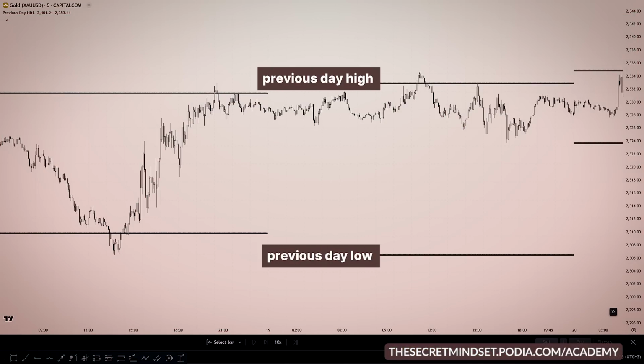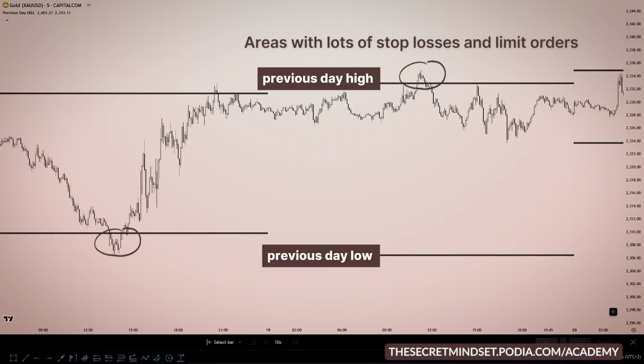One key aspect of this scalping method is understanding the concept of liquidity. Previous day highs and lows are often areas with lots of stop losses and limit orders. Big players in the market may push price into these areas to hunt these orders, creating the failed break we're looking to trade. So with this setup, you're essentially trying to align yourself with the smart money.